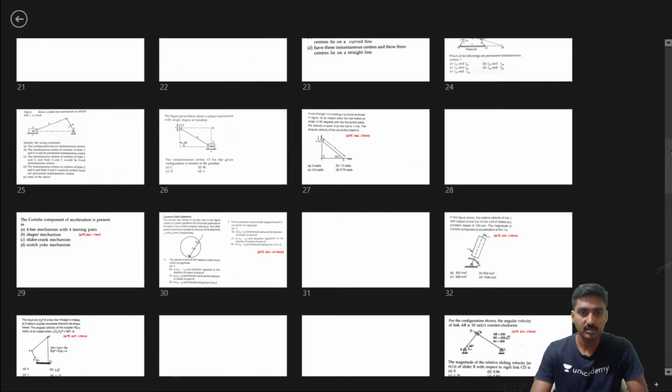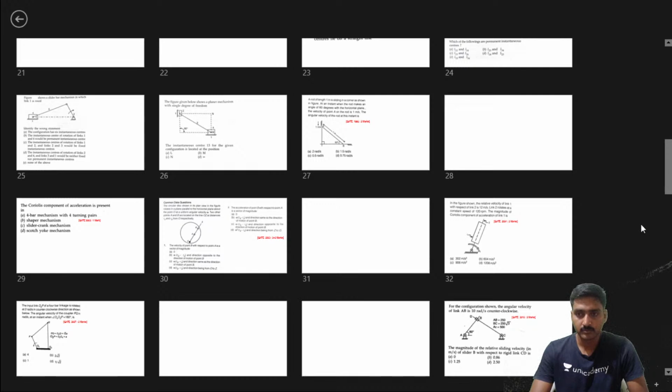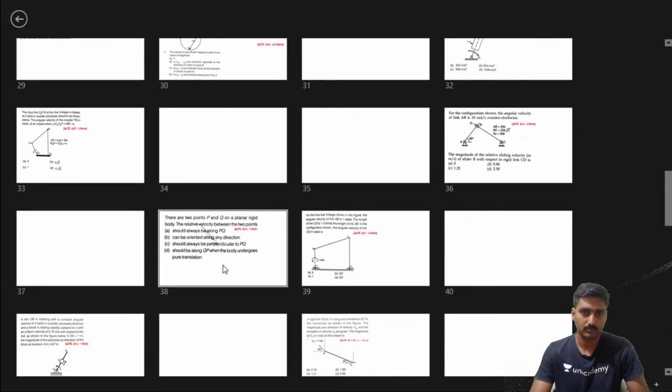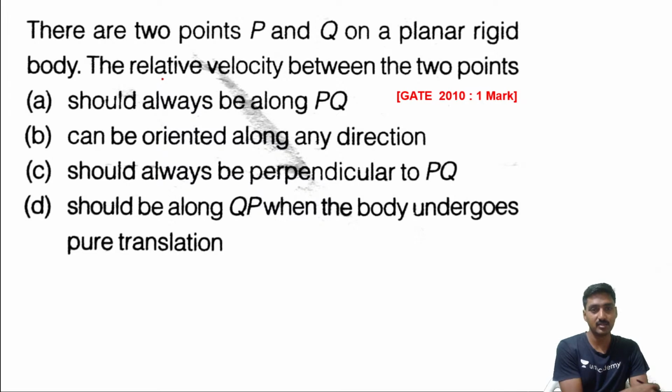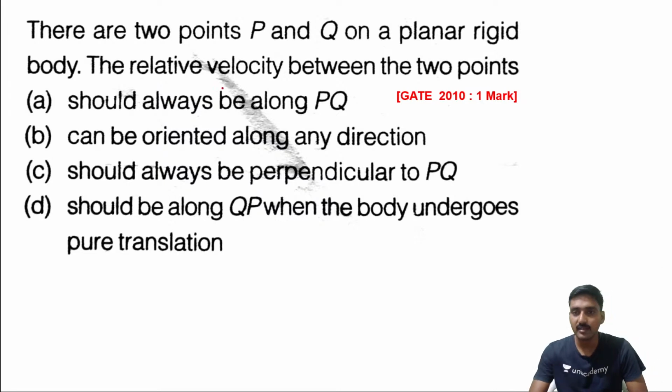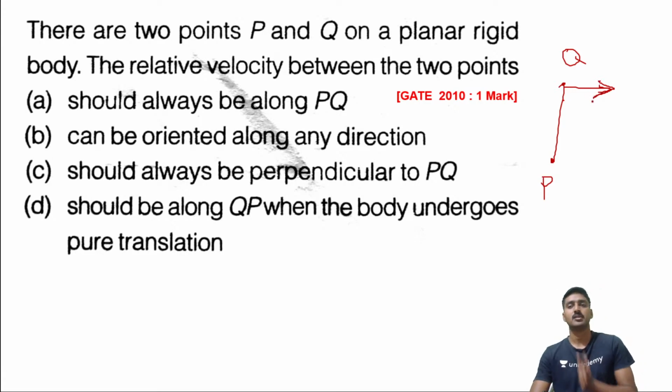Next question. Here there are 2 points P and Q on a planar rigid body. What will be the relative velocity between the 2 points? If you identify the relative velocity between the 2 points P and Q, it is always along the same direction of rotation of the link but perpendicular to the line joining the points P and Q.